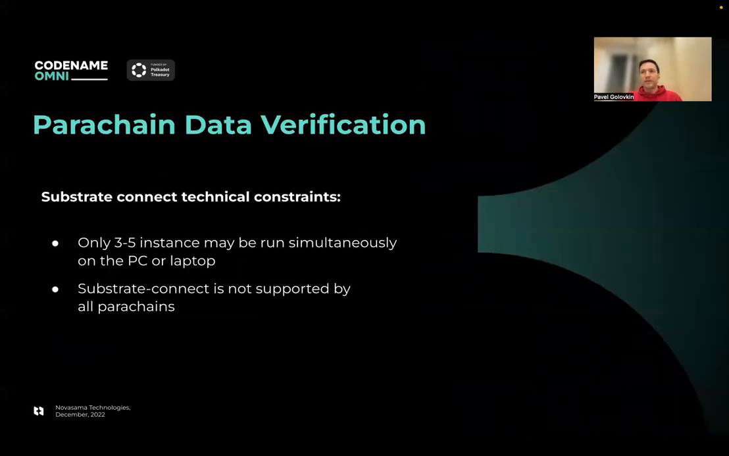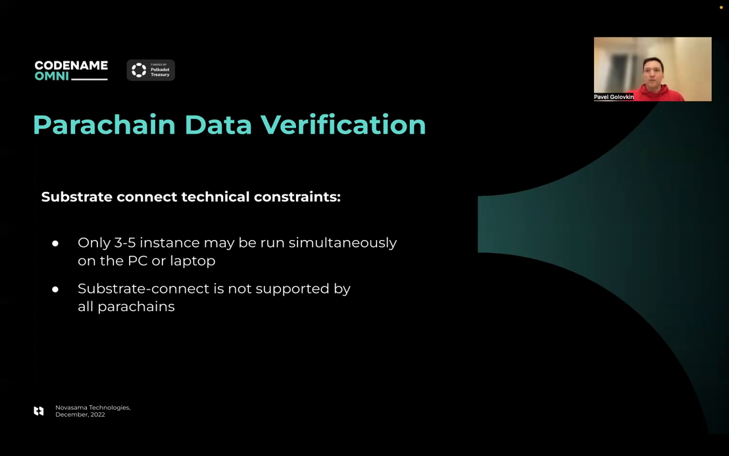And the next big thing that was already implemented, but on the previous demo I said that it's a really complex topic, is parachain data verification. Before talking about parachain data verification, I have to explain why we need this feature. Being an enterprise wallet application, we should keep in mind that the user has to check the data, and the Omni application has to check the data all the time that it gets from the blockchain.